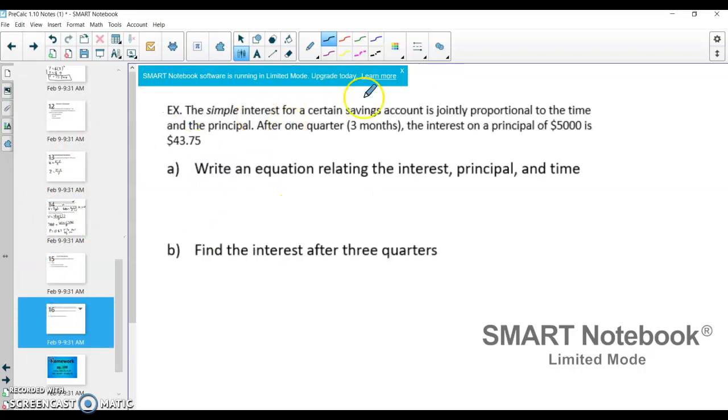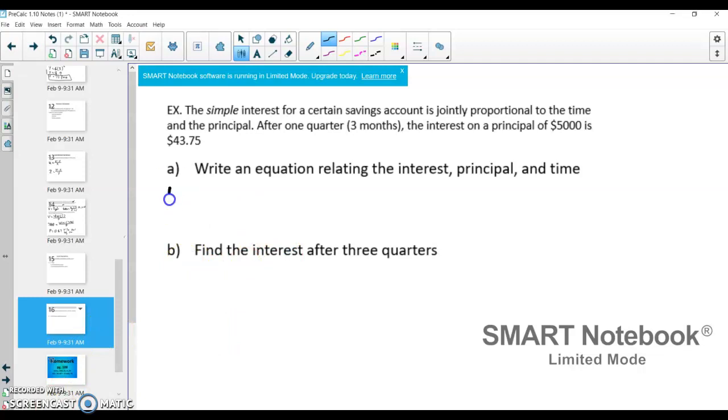So a good one: the simple interest for a certain savings account is jointly proportional. So we know it's going to be z equals k times x times y, jointly proportional to the time and the principal. Interest is the big one, like the z, and it's going to vary jointly with those two things. After 1 quarter, 3 months, the interest on a principal of $5,000 is $43.75. We're going to pick out what we need, solve for k, and figure out how much interest there is after 3 quarters.